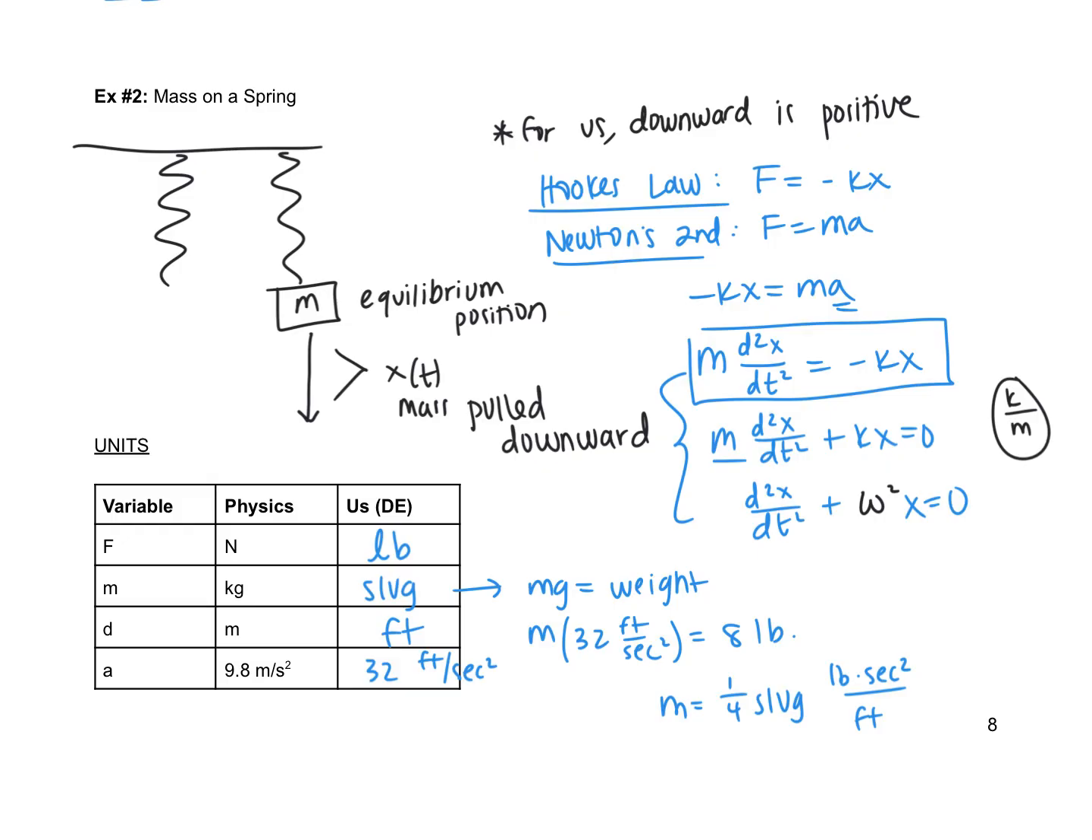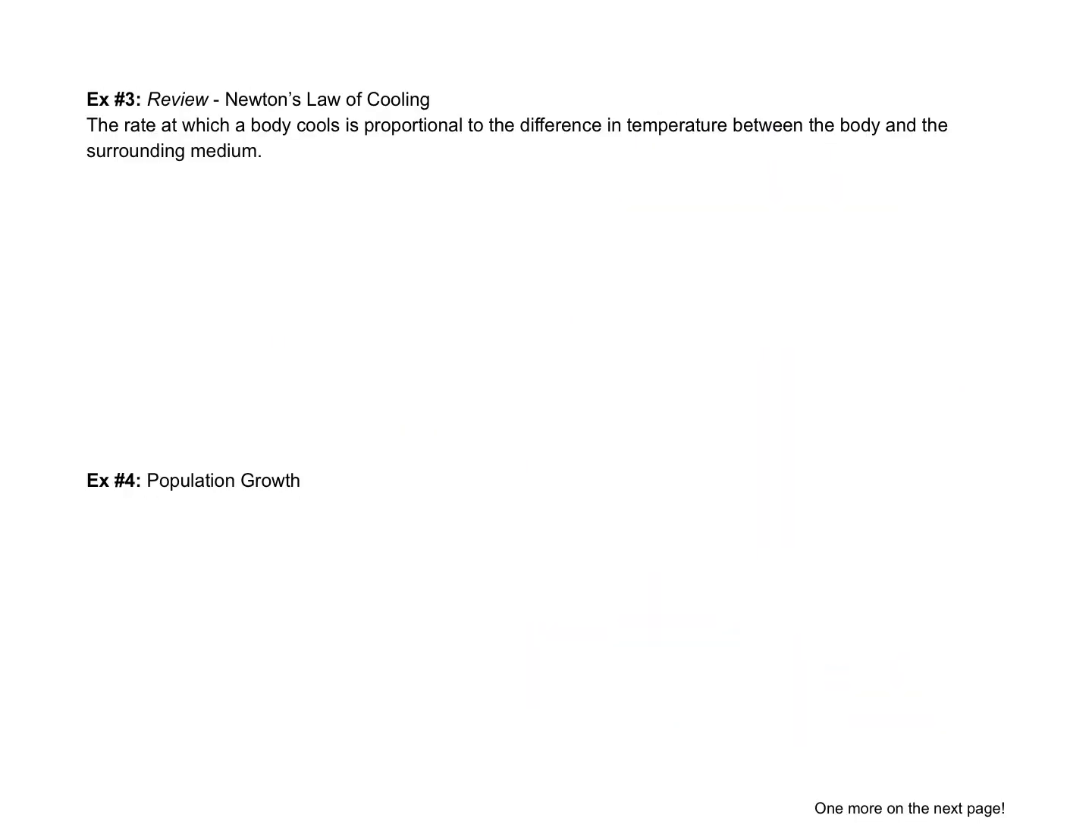Okay, so now that we've done a quick break with units, let's just go through more examples. Example 3 is a review that you probably saw in Calculus 3, maybe not, but it has to do with Newton's law of cooling. So Newton's law of cooling says the rate at which a body cools is proportional to the difference in temperature between the body and the surrounding medium.